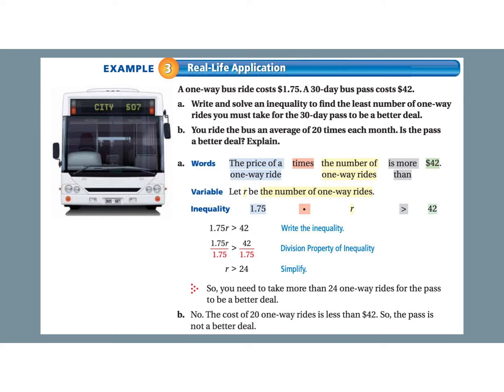So when we do that, we can see 1.75 R is greater than 42. Divide both sides by 1.75 to get the R by itself. R is greater than 24. So then you need to take more than 24 one-way rides for the pass to be a better deal. So is it a better deal if you only ride about 20 times a month? No, because the cost of one-way rides is less than $42. So the pass is not a better deal.